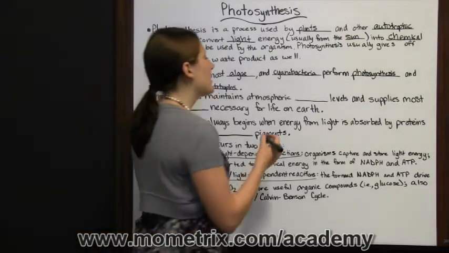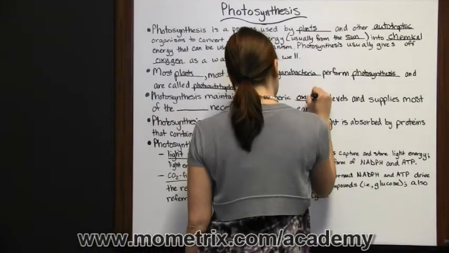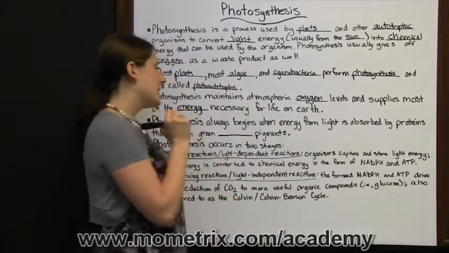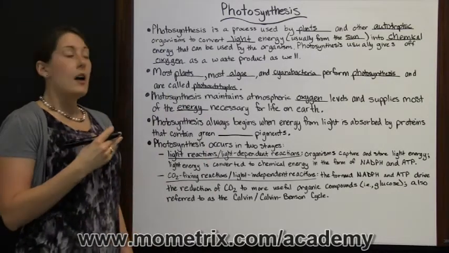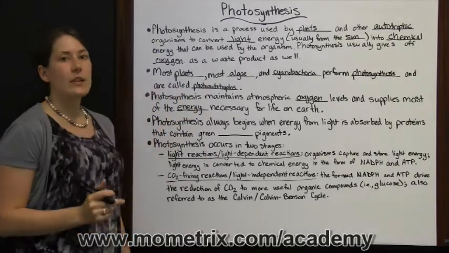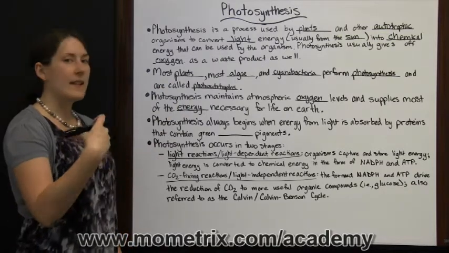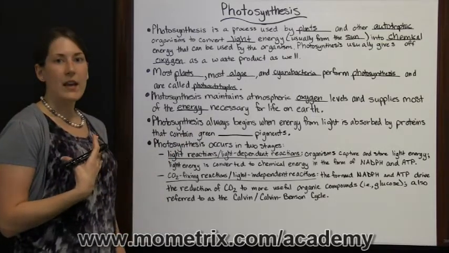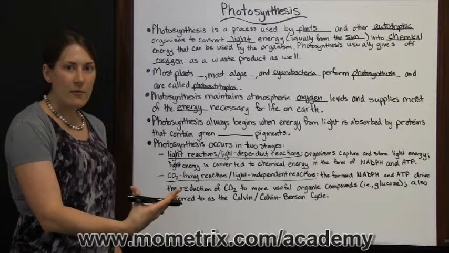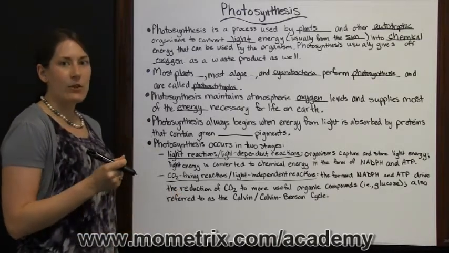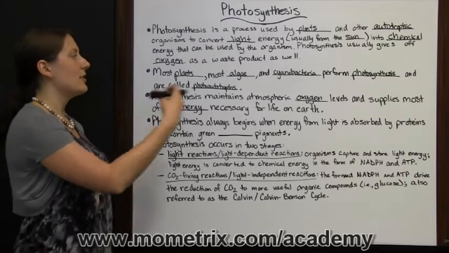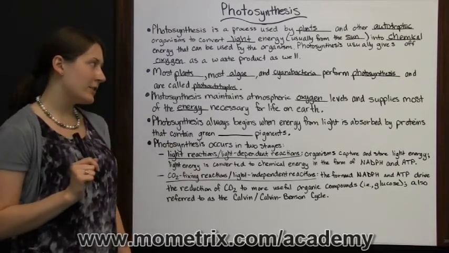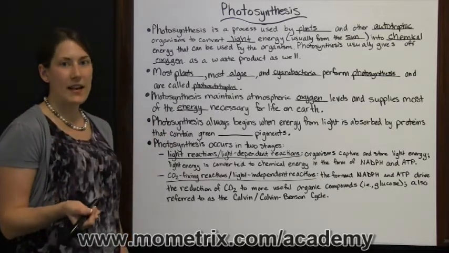Photosynthesis maintains atmospheric oxygen levels and supplies most of the energy necessary for life on Earth. So, as these autotrophic organisms take in carbon dioxide, they let out oxygen and help maintain the atmospheric oxygen levels, because people and other organisms exhale carbon dioxide, and the plants or other autotrophs take that carbon dioxide in and turn it back into oxygen, which we breathe. So if we didn't have photosynthesis, we'd be running low on oxygen. And so photosynthesis helps maintain our oxygen levels.